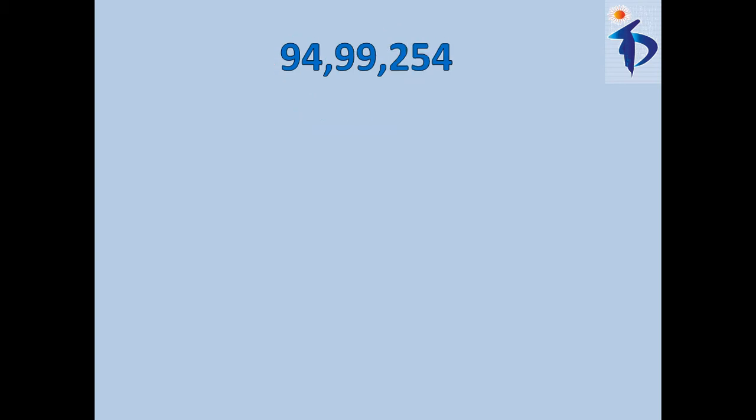Here the number is 94,99,254. As we knew before, let's take the last two digits, that is 54, divided by 4. So that is 4 ones are 4, and when we subtract, this is 1 and the next digit is 4, so 4 threes are 12 and the remainder is 2, so it's not divisible. The last two digit number is not divisible by 4, so we can say easily that 94,99,254 is not divisible by 4.